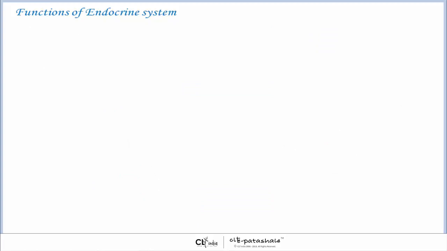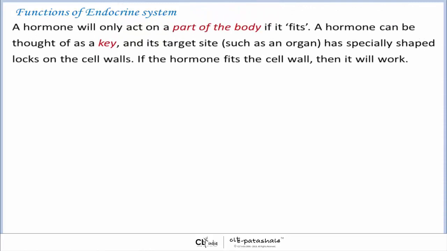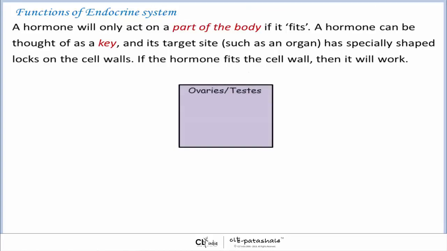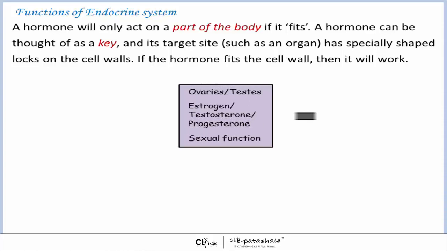Functions of the endocrine system. A hormone will act only on a part of the body if it fits. A hormone can be thought of as a key, and its target site, such as an organ, has specially shaped locks on the cell walls. If the hormone fits the cell wall, then it will work.